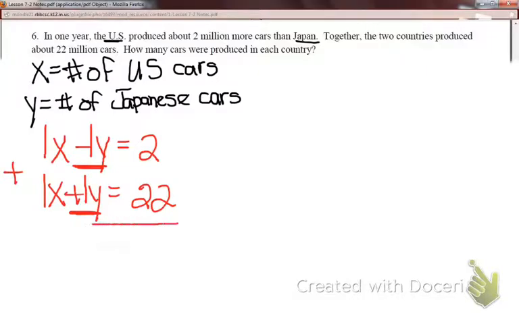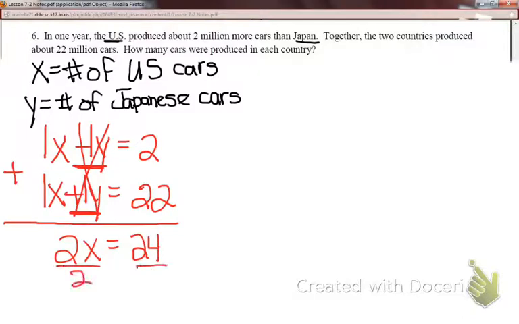And so the y's will go away because that's negative 1y plus 1y, so those will go away. But 1x plus 1x is 2x. 2 plus 22 is 24. And when you divide by 2, you get that x equals 12. So then you have to figure out what y equals.